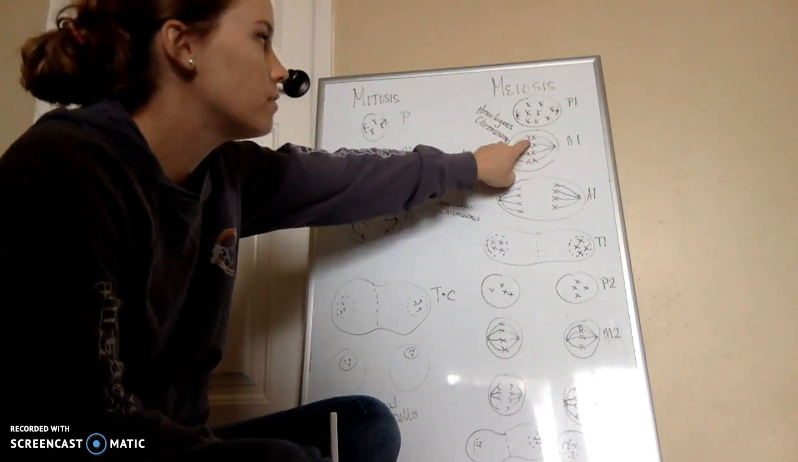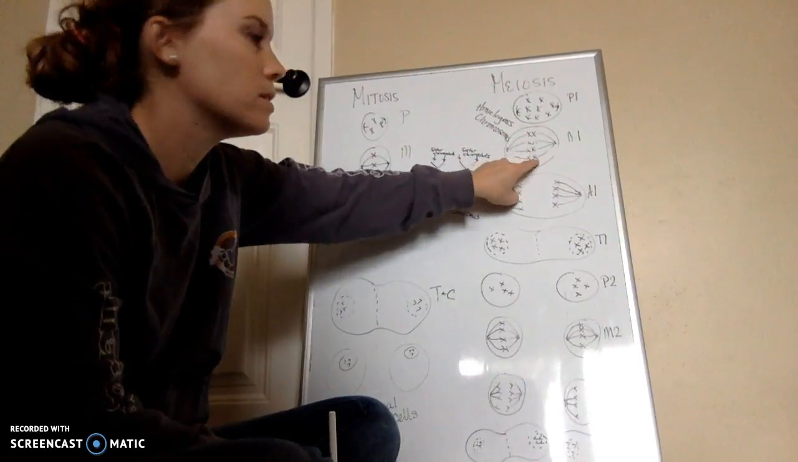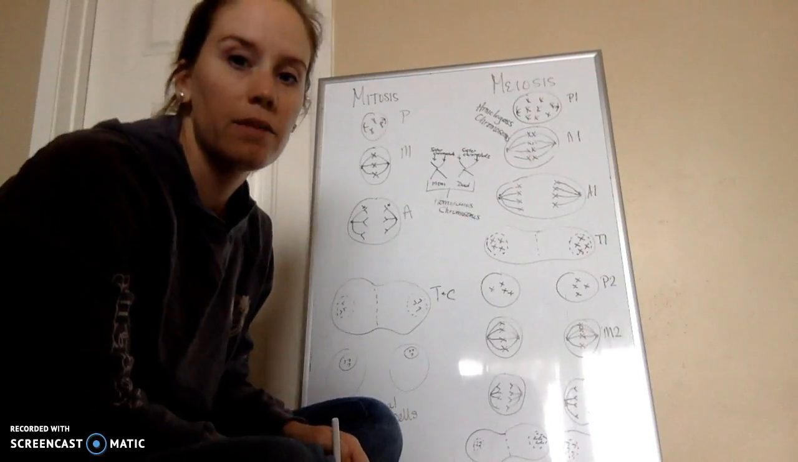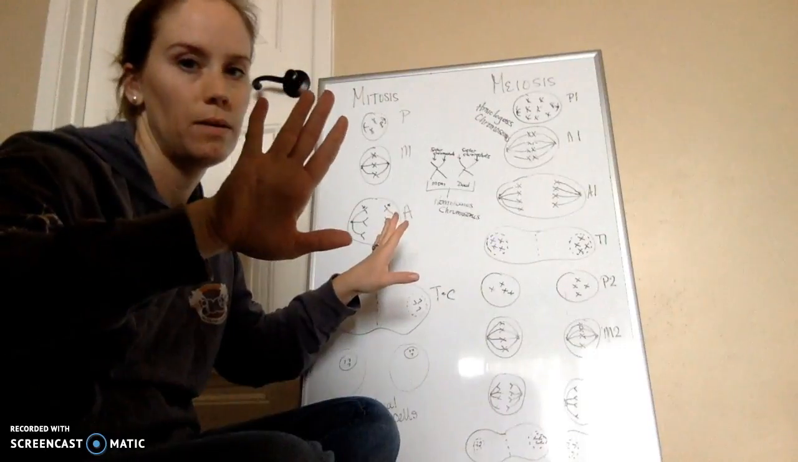So you see I have 2 homologous chromosomes lined up in the center, okay? Anaphase 1, now those homologous chromosomes are going to separate and go to the sides. Okay?